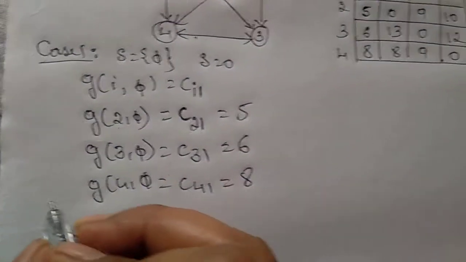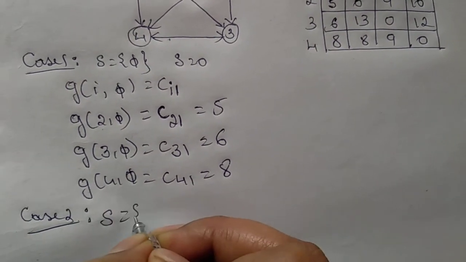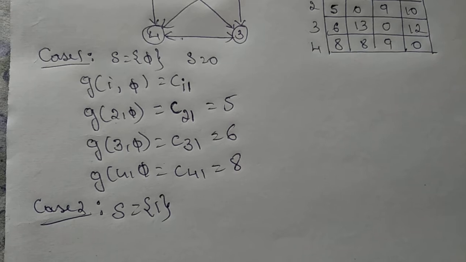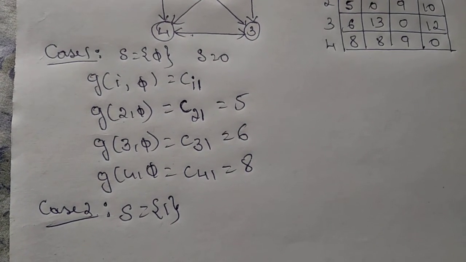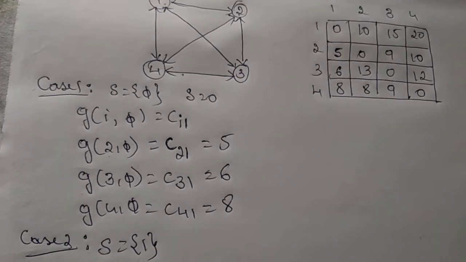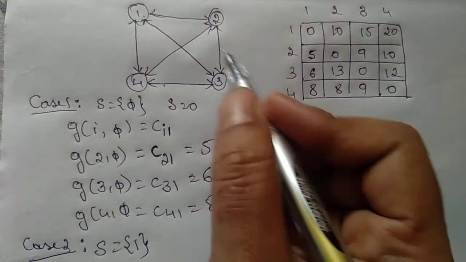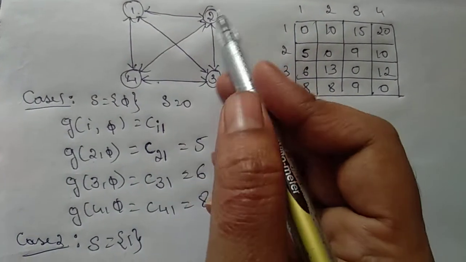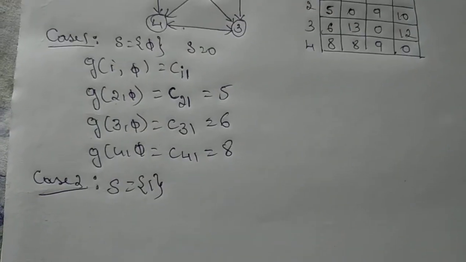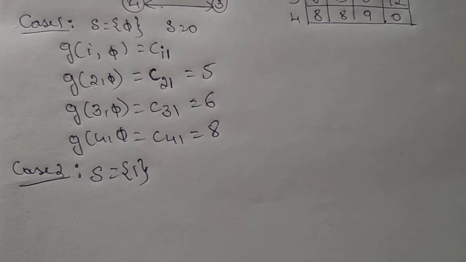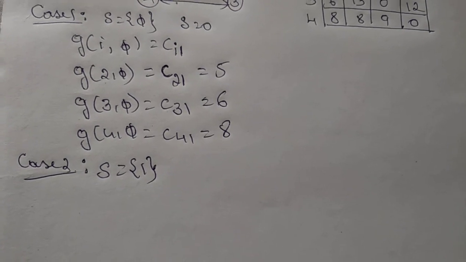Next, case 2. You have to consider S is equal to 1. What is the meaning of this? S is equal to 1 means you have to consider one more vertex. S is equal to 0 means only one vertex; S is equal to 1 means one more vertex along with this one. So if you have more than 0 vertices, then you have to take the standard formula.